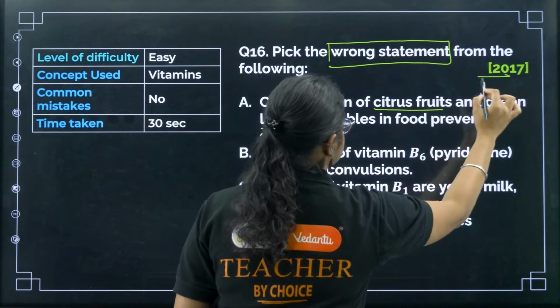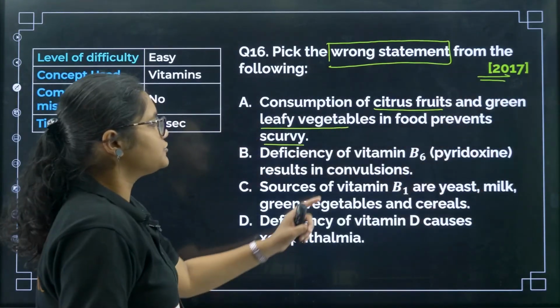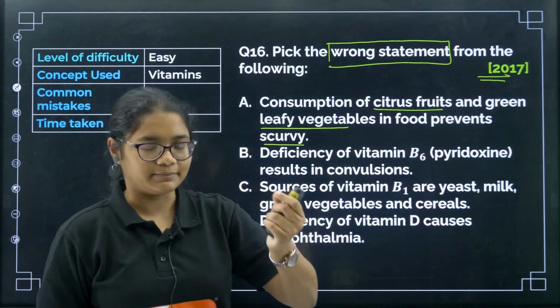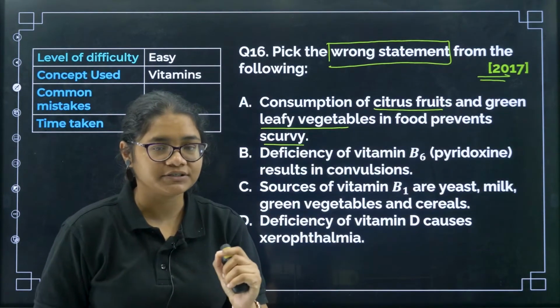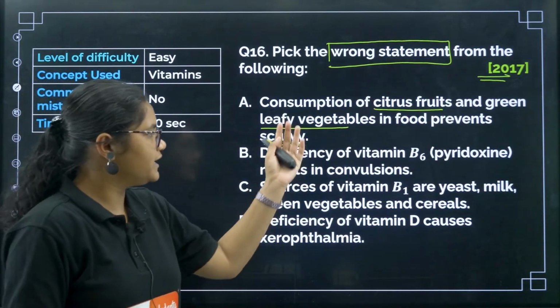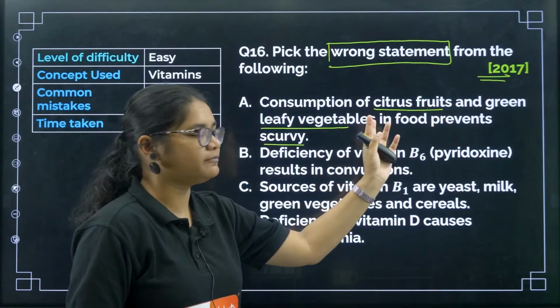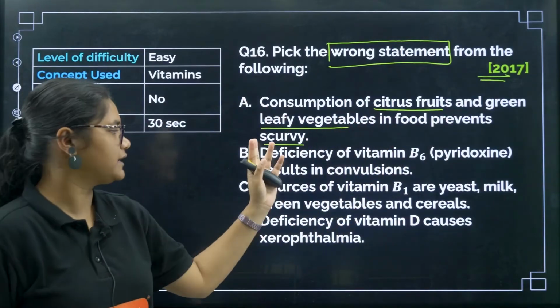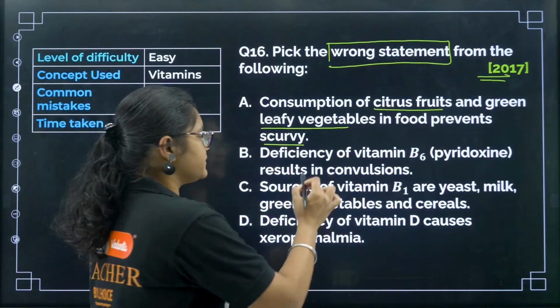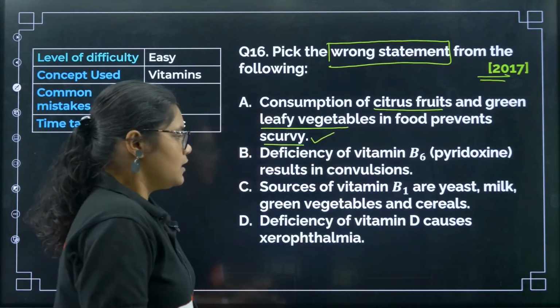Okay, this question was asked in 2017. Citrus fruit is rich in vitamin C, and vitamin C deficiency causes scurvy. So if we take citrus fruit, then we will have vitamin C and then we can prevent scurvy, right? So that is why this statement is correct.